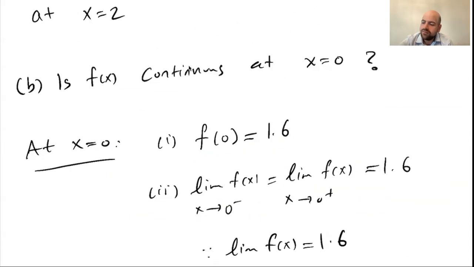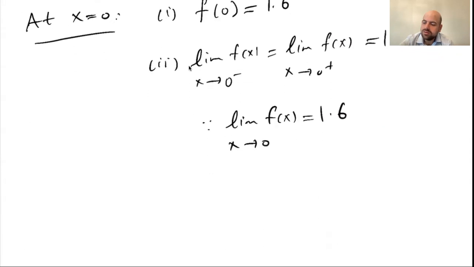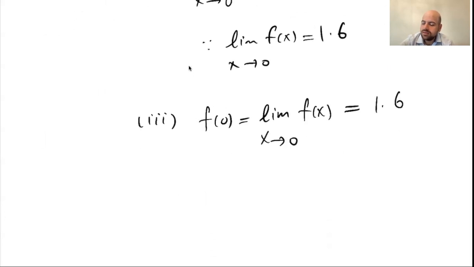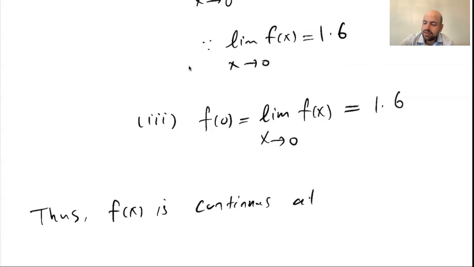And the value of the limit and the value of the function at the point are equal to each other. So the third condition: f of 0 equals the limit of f of x as x approaches 0, and they are both equal to 1.6. Thus, f of x is continuous at x equals 0.